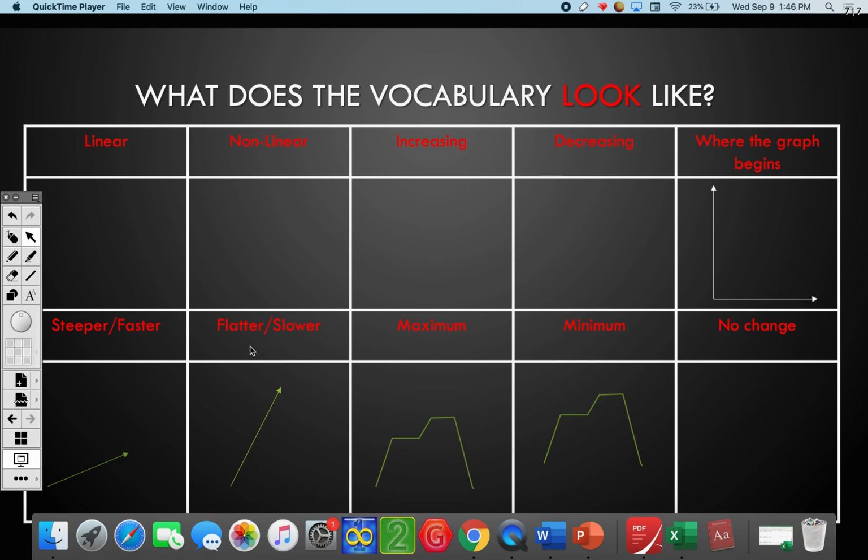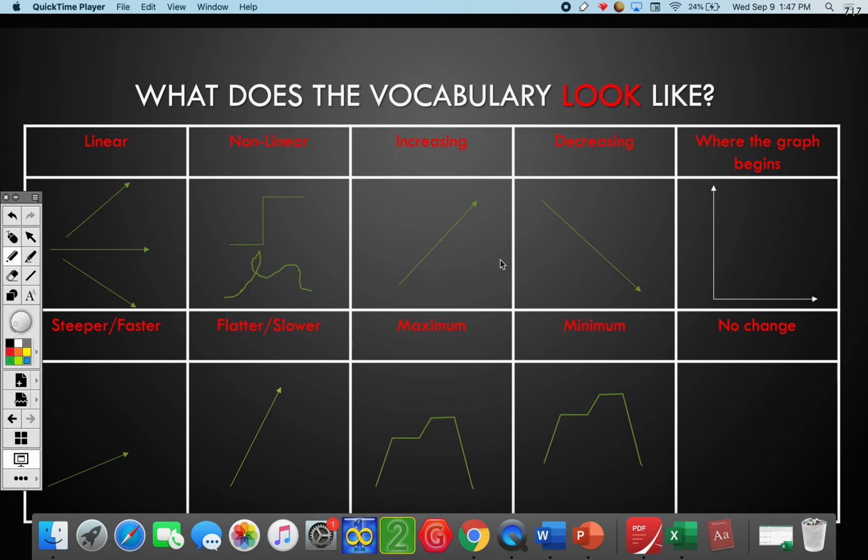Do your best. So linear means there are going to be straight lines, which means there are three different types. We're not going to do vertical lines because those are not functions. Non-linear means it can be squiggly or curvy or zigzag. Increasing means that as you look at it from left to right, it's going up. Decreasing, as you look at it from left to right, it is going down.